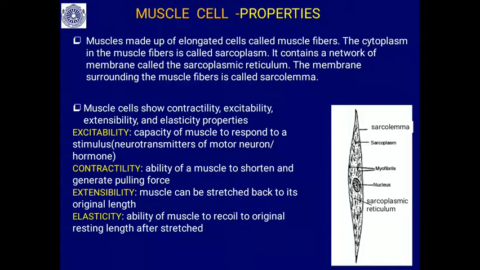So what are the main properties of the muscles? We have studied the properties of the neurons. Neurons have excitability and conduction. So that is the properties of the neurons. Similarly, a muscle cell is called a muscle fiber because it is elongated like a fiber. So the muscles are made out of elongated cells called muscle fibers.